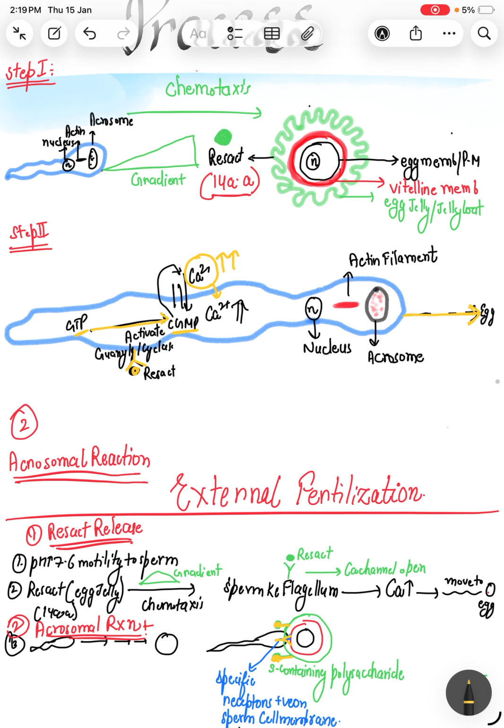So what happens when resact goes and binds to its receptor which is present on the sperm? So it activates GTP and converts it into cyclic GMP. The calcium concentration outside the sperm is high. The calcium moves inside the sperm, and due to which it gains its motility and moves towards the egg.